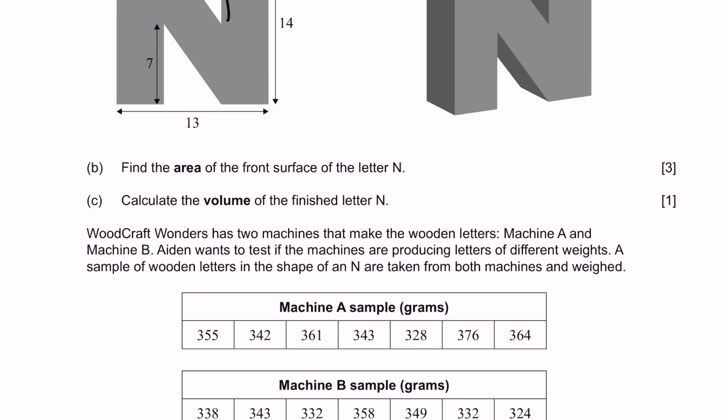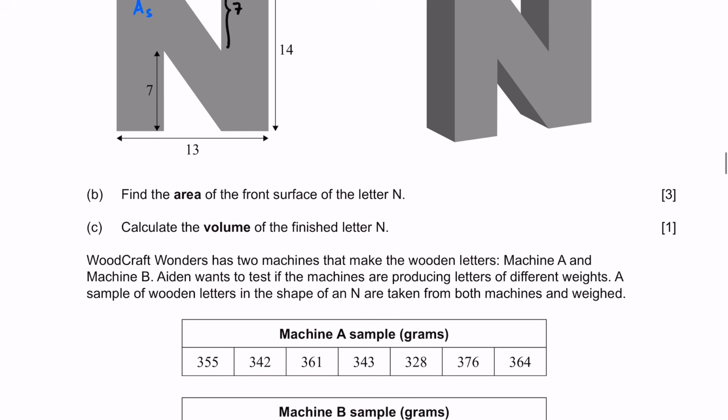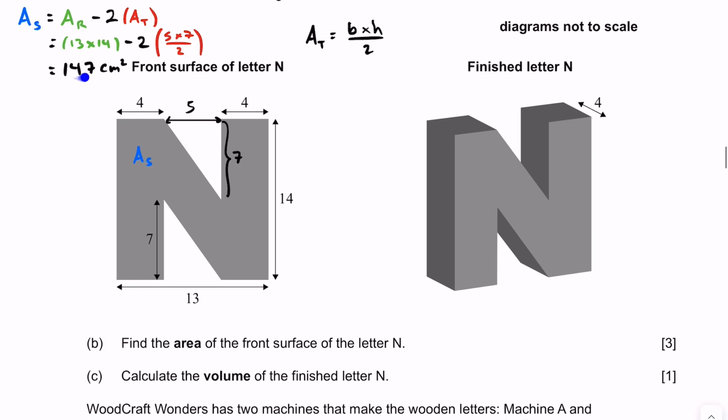Part C, calculate the volume of the finished letter N. So only a 1-mark question. Volume, we know the area of this front surface right here, and we have an extension of 4 centimeters. So if we want to find the total amount of space that this letter N takes up, or its volume, it would be what we often say is area of the base times height, or area of uniform cross-section times extension. So in this case, area of the face is 147, multiplied by 4 would give us our volume.